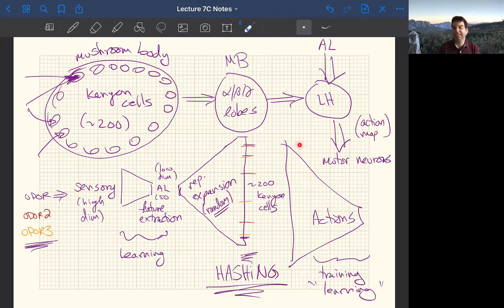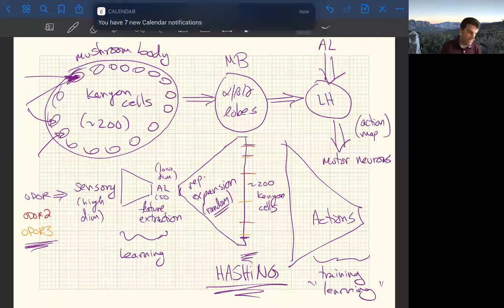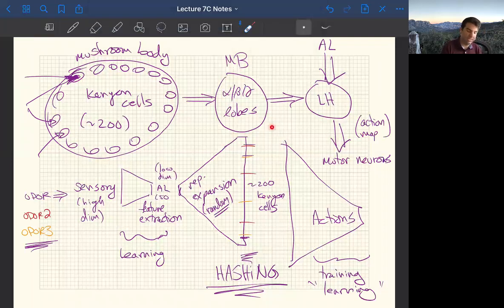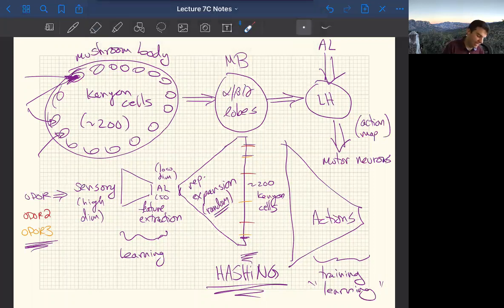And that prevents me from accidentally doing an action if I see an odor that might be similar, but doesn't have the exact same representation here. So it's this beautiful idea that randomness generates a hashing function. And if you think about it, we currently do a lot of this in our current deep neural networks.